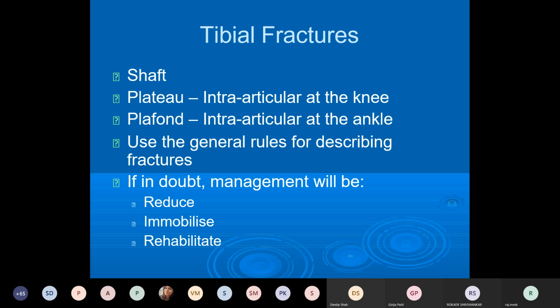Now, in case of tibial fractures, look for the shaft, then the plateau. Plateau is intra-articular at the knee joint, plafond is intra-articular at the ankle joint, and use the general rules for describing fractures, the same as we have discussed previously. If in doubt, management will be to reduce, immobilize, or rehabilitate depending upon the type of fracture.